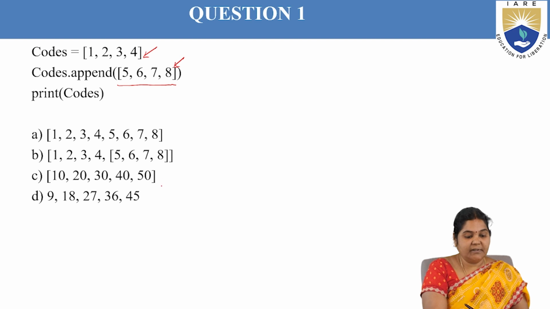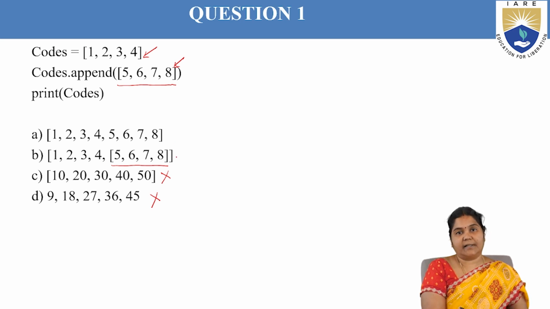The options given are: 1, 2, 3, 4, 5, 6, 7, 8, or the list which you are appending will be appended as a nested list to the original list, or the answer will be 10, 20, 30, 40, 50. This is not at all related to this question, and the last one is also not related to this question. So out of these two options, which will be the correct option?